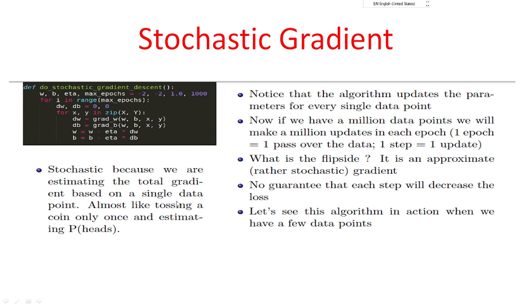Okay, why is it called stochastic? We are estimating the total gradient based on a single data point, almost like tossing a coin only once and estimating the bias. So it is an approximation. What is the disadvantage of stochastic gradient? It is only an approximate gradient. There is no guarantee that each step will decrease the loss, because it may increase, it may decrease, like that. We cannot expect it to decrease every time.